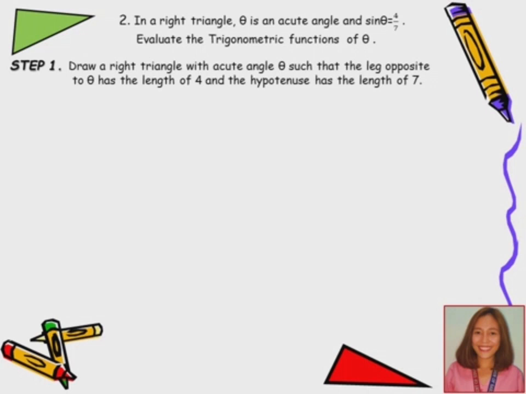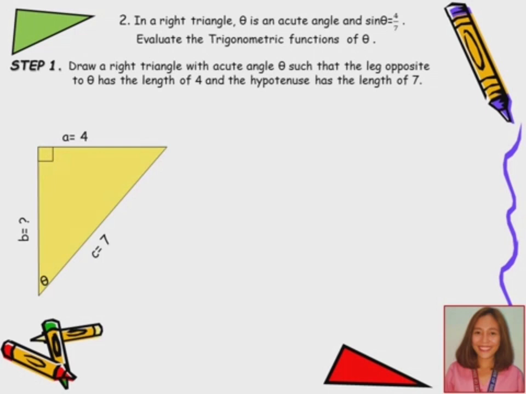Why? Because it is stated in our problem that sine theta equals 4 over 7. Since sine theta is equal to opposite over hypotenuse, therefore, the numerator 4 there is our opposite leg. Okay? And the denominator 7 there in our sine theta is our hypotenuse. So we have here this figure.